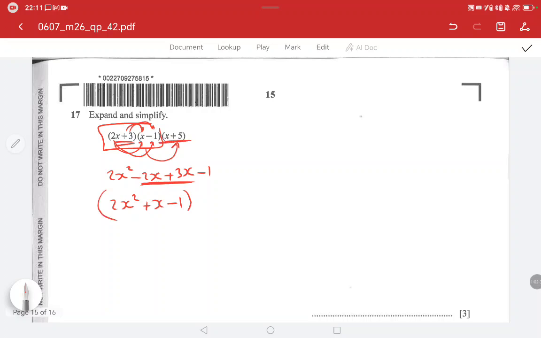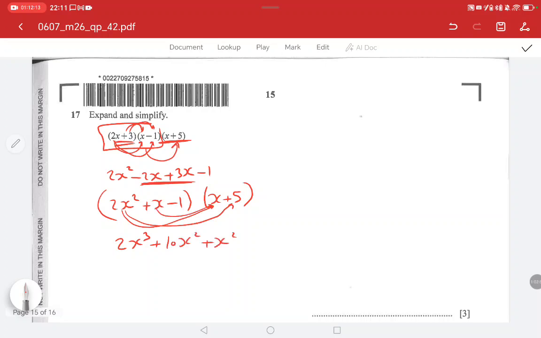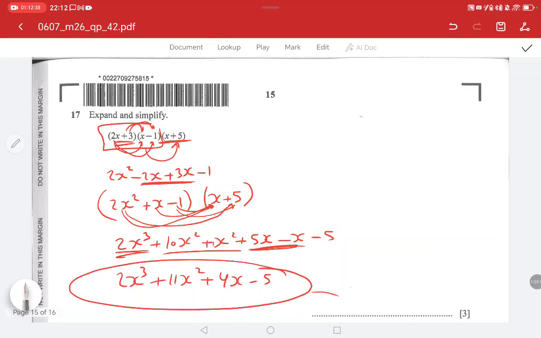Then multiply by the third one. So 2x squared times x is 2x cubed. 2x squared times 5 is 10x squared. x times x is x squared. x times 5 is 5x, and then minus 3 times x and minus 3 times 5 is minus 15. Now collect the like terms. 2x cubed, we have only this one. For x squared, we have 10 and 1, so it's 11x squared. And here 5x minus 3x is 2x minus 15. So this is the final answer.